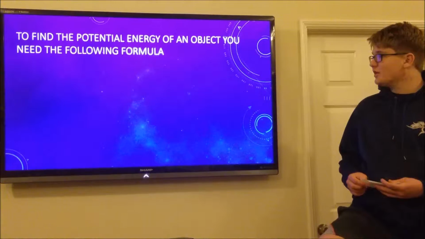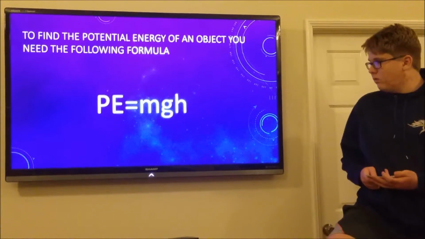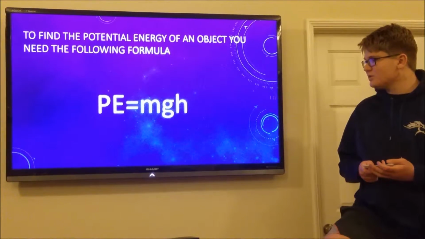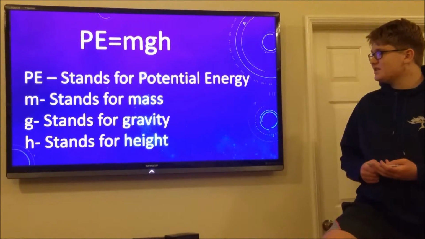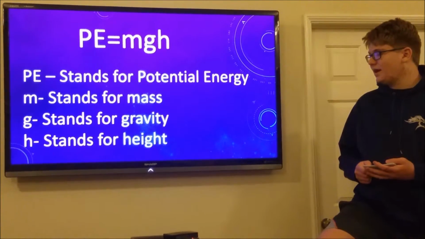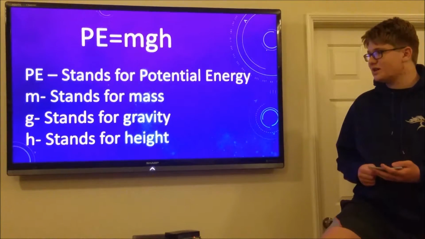To find the potential energy of an object, you need the following formula. PE equals mgh. PE stands for potential energy, m stands for mass, g stands for gravity, and h stands for height.